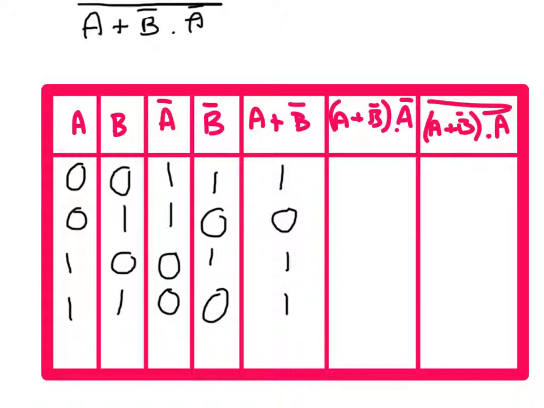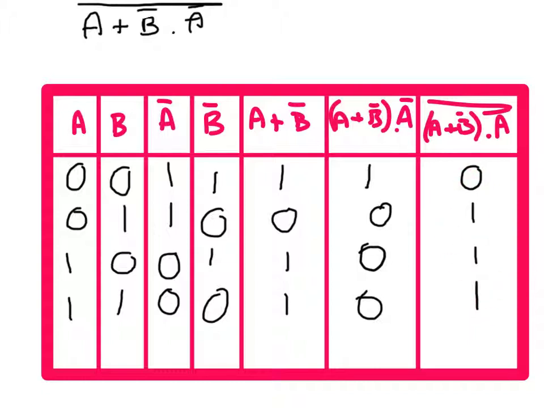Then the next column takes that column that we've just done and says and not A. So 1 and not A here would be 1, but here would be 0, 0 and 0. And then this final column is just the inverse of the column that we've just done, so it becomes 0, 1, 1, 1.